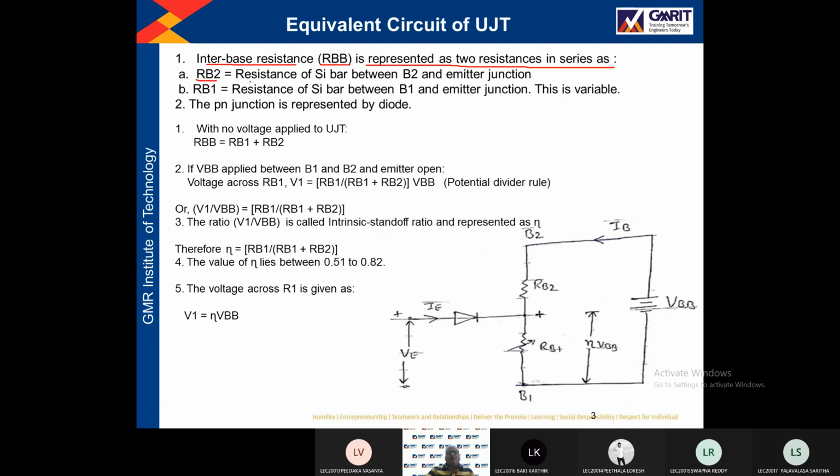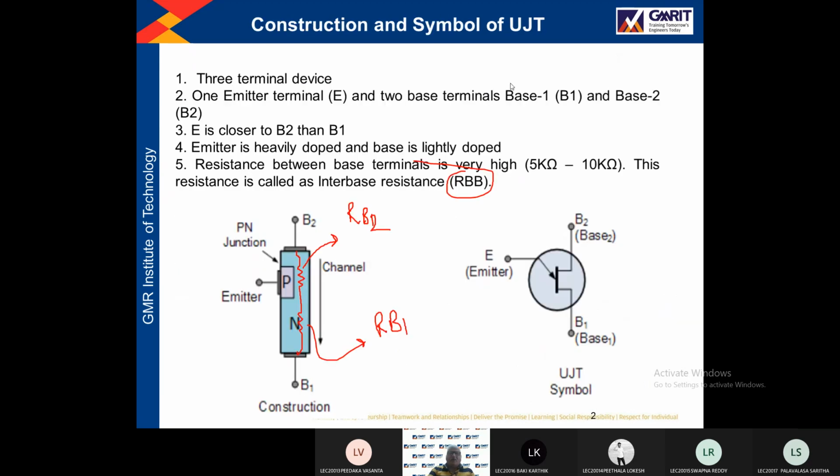So RB2 is the resistance of the silicon bar between B2 and the emitter junction, up to here. Or you can say between these two, the resistance is RB2. And between the emitter and B1, between this, the resistance is RB1.